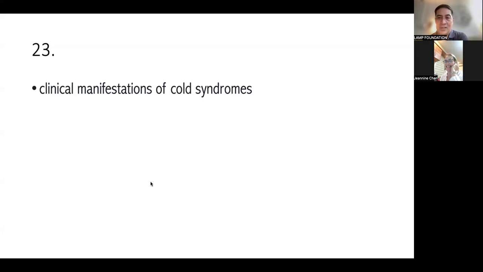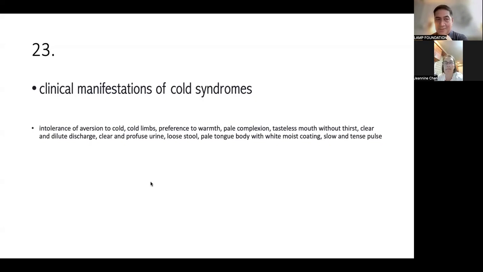Clinical manifestation. I think very easy. Intolerance to cold or aversion to cold, cold limbs, preference to warm, pale complexion, tasteless mouth without thirst, clear and dilute discharge, clear and profuse urine, loose stool, pale tongue with white and moist coating, slow and tense, tight pulse. So we have the same source. Okay. I think everyone got that.